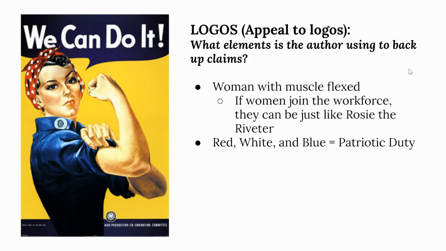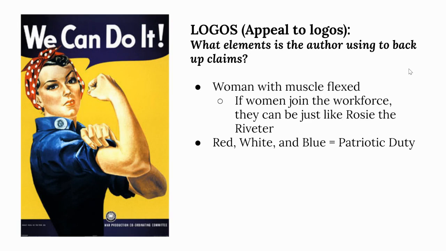So then the last thing we're going to look at is the appeal to logic, right? So what are some elements that the author is using to back up these claims, to back up the fact that women are strong enough to join the workforce, right? Women are so powerful that they can work in these factories. So again, I'm going back to the flexed muscle, right? What this shows is that if you join the workforce, you can look just like this. You can look strong, you can look patriotic, you can look powerful. And so that's what, again, the evidence is that they're showing to back up their claims.